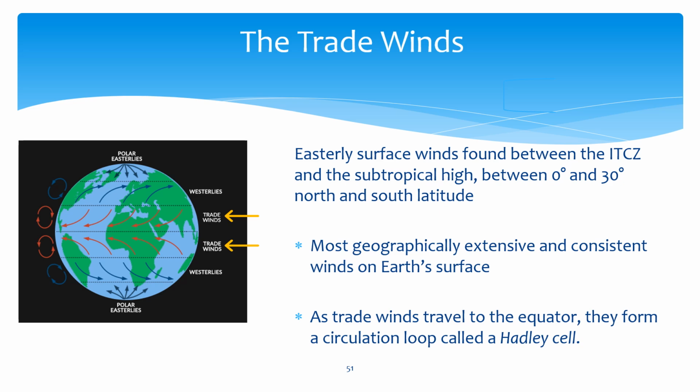As those trade winds travel to the equator, they form a circulation loop called a Hadley cell. Right there's our Hadley cell off to our left. That Hadley cell is a continuous belt of air pressure, of circulation around the Earth in between 0 degrees and 30 degrees north and 0 degrees and 30 degrees south.